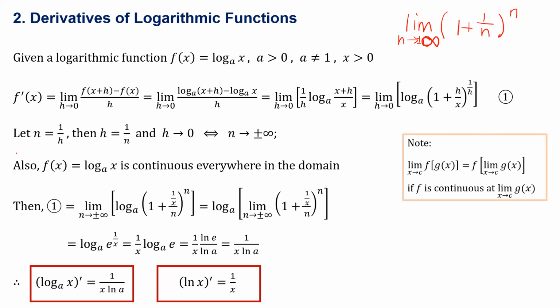So here we can let n equals 1 over h, right? Then we have h is actually the reciprocal of n. So h approaches 0 is actually equivalent to n approaches either positive or negative infinity, right? Can you see that? Also, we know f(x) equals log base a of x is continuous everywhere in the domain.